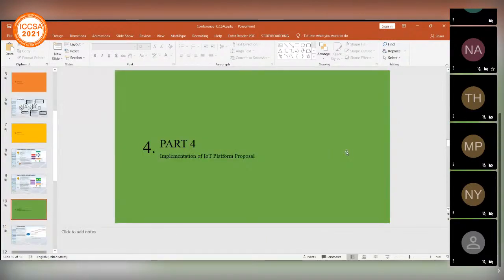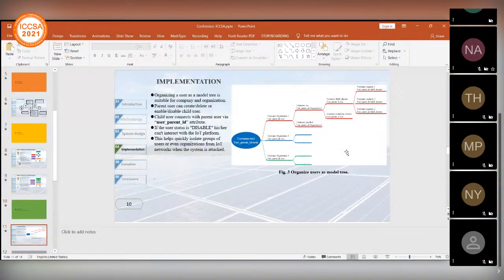We go to part 4, implementation. You can see figure 3 illustrates the user organization as model 3, which is suitable for companies and organizations. In this model, we have 3 definitions. The first is the root user, the second is the parent user, and the final is the child user.